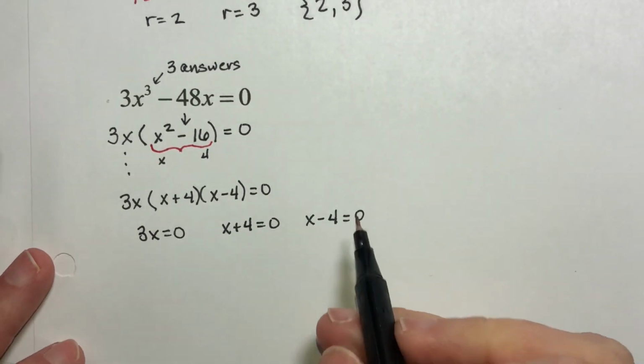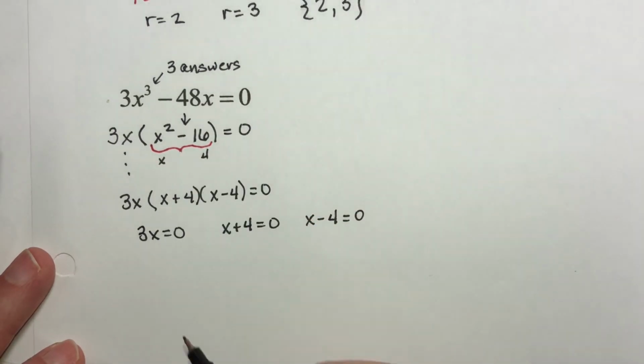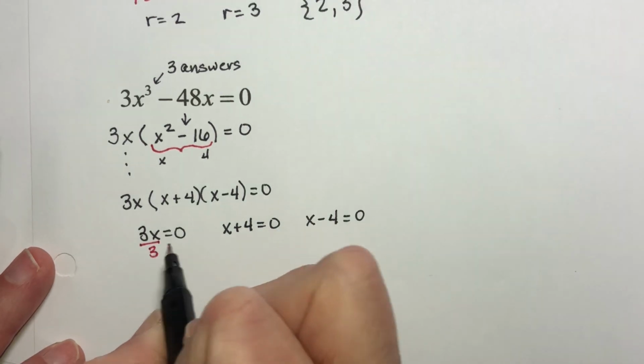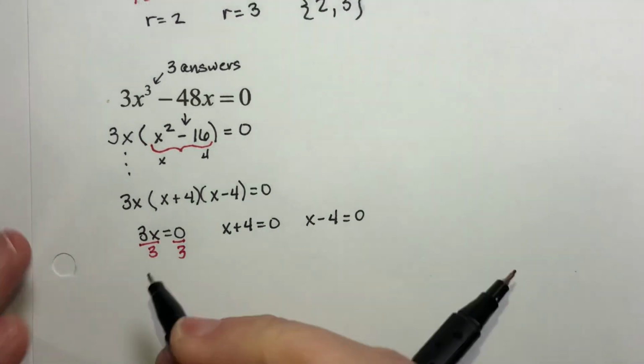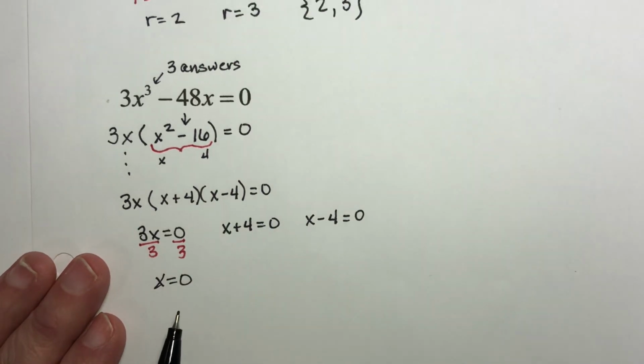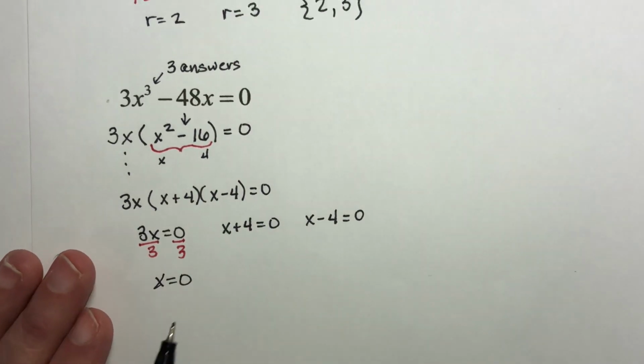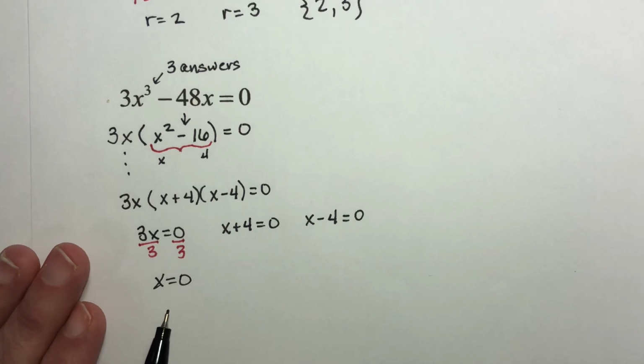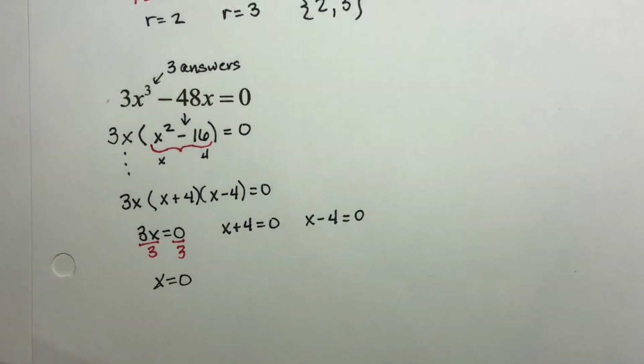Now I need to solve these, and I should get the 3 answers I'm hoping for. Here I need to divide both sides by 3, and that gives me x equals 0. You are allowed to get 0 as an answer, so don't let that freak you out and then decide that you don't know anything. It can happen.